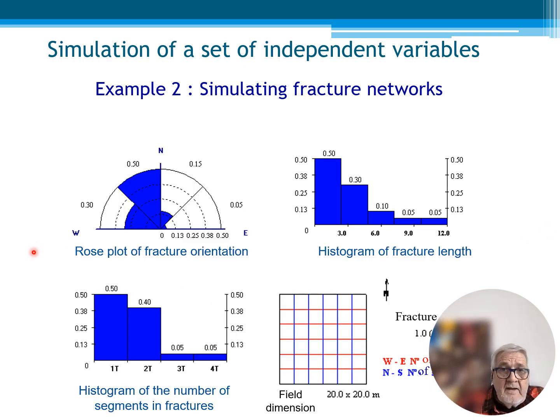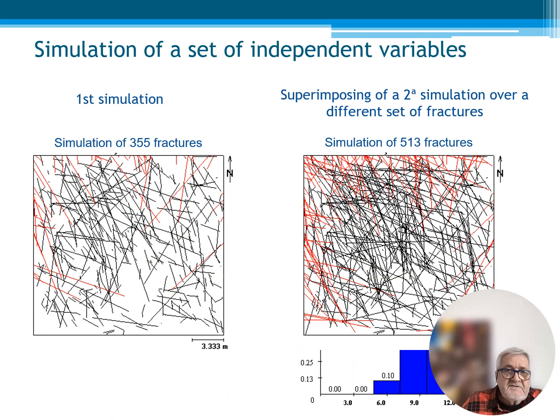And you can represent the histograms of those variables. For example, orientation, length, number of segments, 3 variables. Suppose they are independent, so you can simulate separately. You generate one value from the orientation, one value from the length, one value from the number of segments, and you represent here. And you can obtain, for example, images of the fracture network for several realizations.